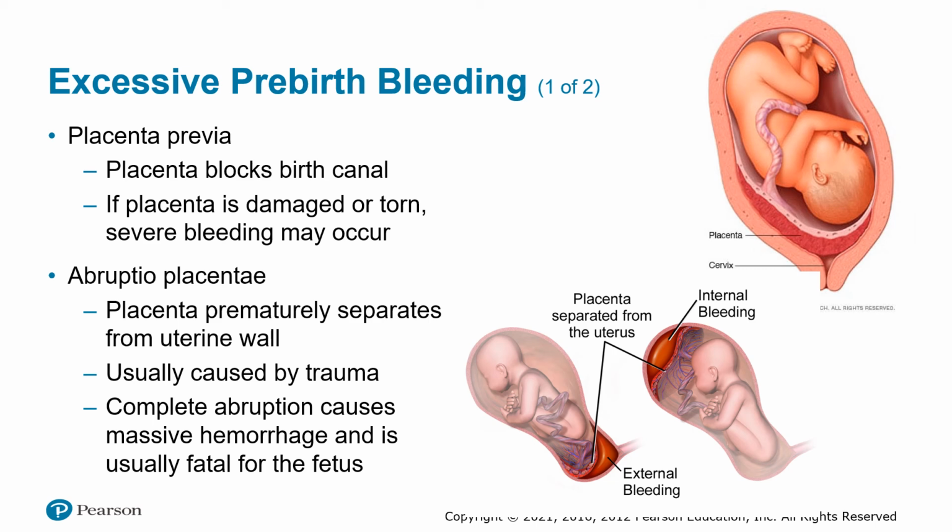Excessive pre-birth bleeding can usually be caused by two things. Placenta previa, which is where the placenta blocks the birth canal. If that placenta is damaged or torn, severe bleeding can occur. And abruptio placenta, which is where the placenta prematurely separates from the uterine wall. It is usually caused by trauma. Complete abruption causes massive hemorrhage and is usually fatal to the fetus.